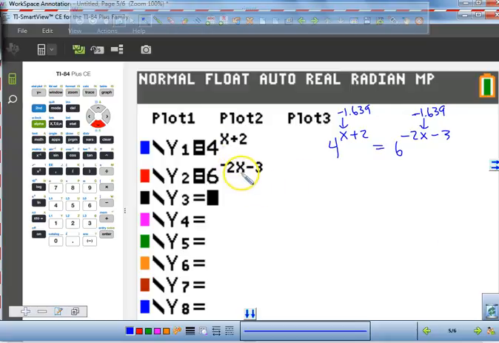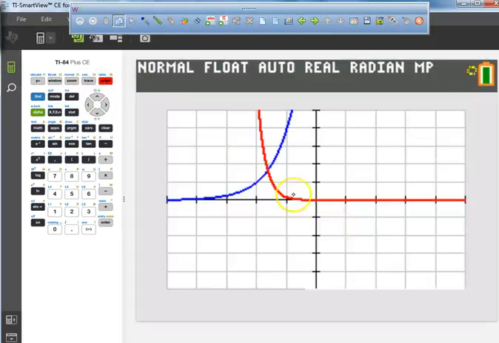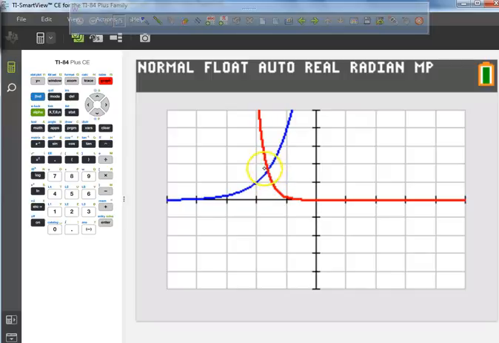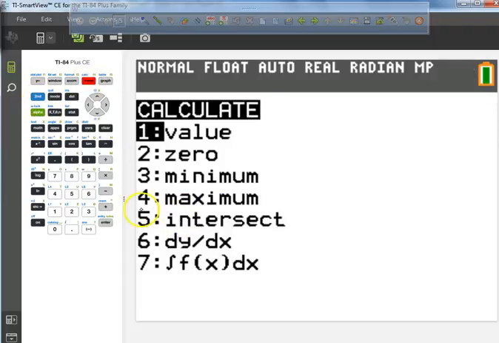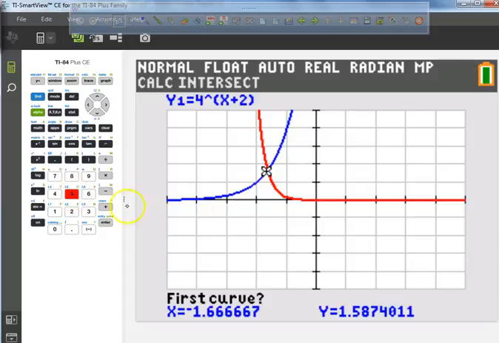You type it into y equals. Okay? You hit graph. You see where the graphs intersect. And wherever the graphs intersect will be your answer. Now, how do I find this point of intersection right here? You hit second, trace, find the point of intersection and press enter 3 times on this particular graphing calculator, TI-84 Plus CE.